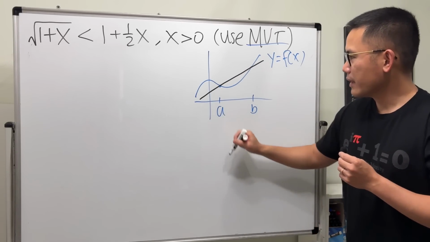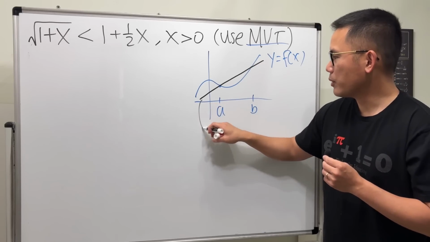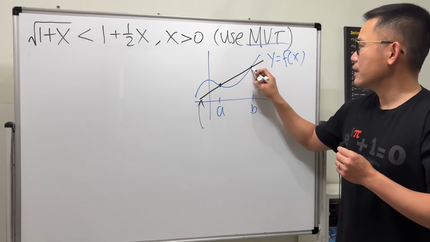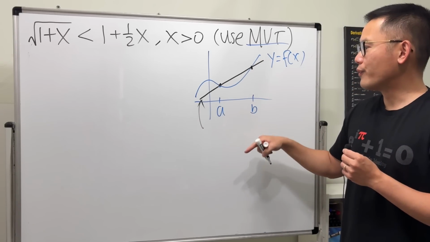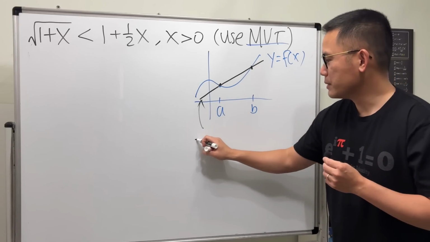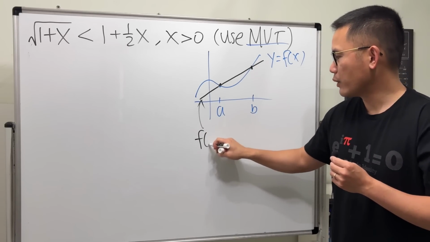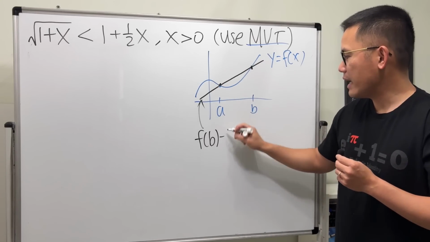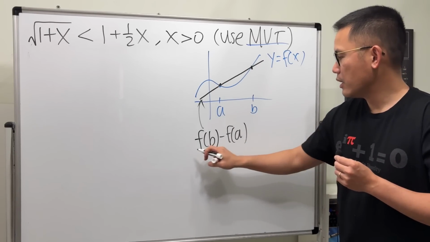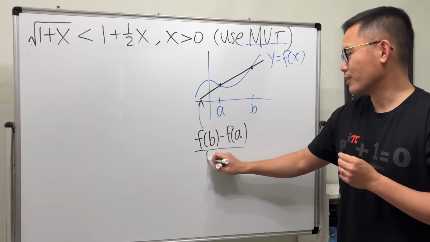All right, so if you look at this line, it has a slope of what? It's just y2 minus y1 over x2 minus x1, right? So the slope is just f of b, which is the y value here, minus f of a, which is the y value there, over x2 minus x1, so b minus a.